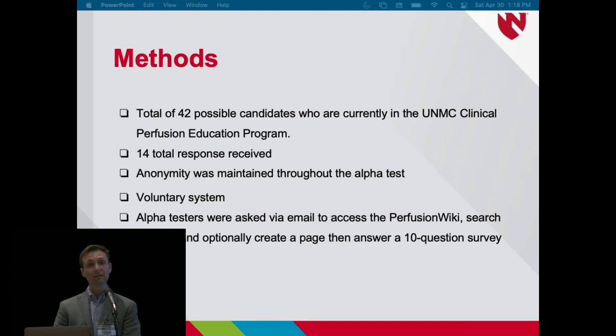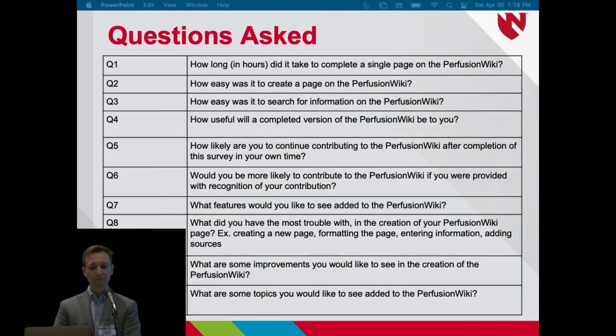We gave the survey to 42 potential candidates that are currently enrolled in the University of Nebraska Clinical Perfusion Education Program. We got 14 responses back, and they remained anonymous throughout the test. The survey was voluntary. Anybody could have done it or not done it, and the alpha testers were asked via email to access the wiki, to search the site, and create a page if they'd like, and then answer this survey.